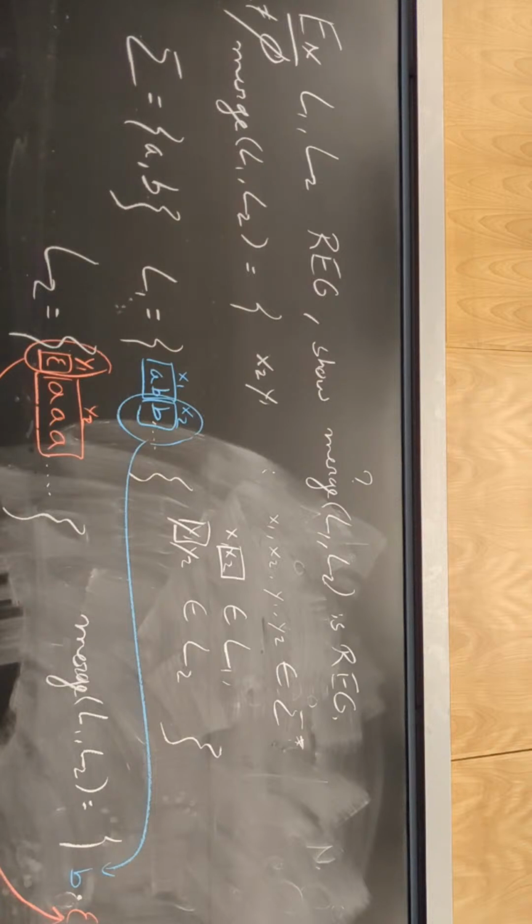M prime should accept the string B, right? If I get the input string B, I know it's in merge L1, L2, so I need to accept it. How can I do this? Even though this seems really complicated, it just boils down to trying to simulate what M1 and M2 would be doing. Okay? So let me give you 30 seconds to think about it, and for me to have some tea.